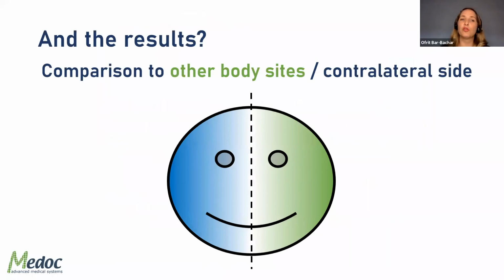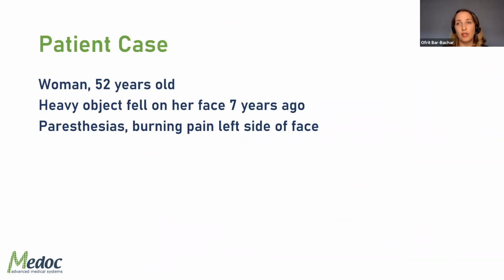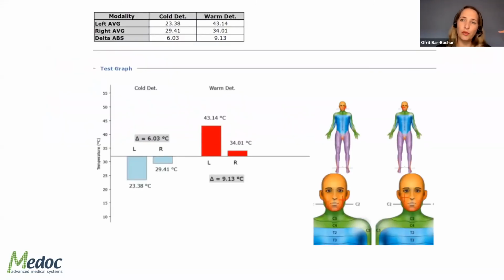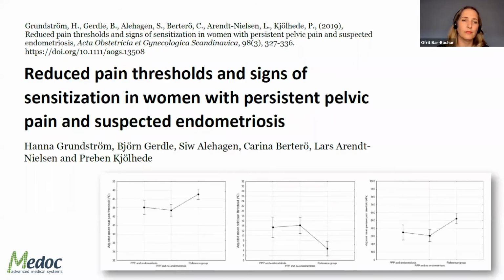On the other hand, we can also compare it to other body sites, for instance, to the contralateral side. And I want to present to you a real case of a woman that is 52 years old, and she had a heavy object fall on her face 7 years ago. And since then, she had paresthesias and burning pain on the left side of her face. And this is a real case that I received from one of our users. And he tested bilaterally both cold detection and warm detection thresholds on both sides of the face. And you can see the huge delta in both cold detection and warm detection thresholds on the left side as compared to the right side of the face.